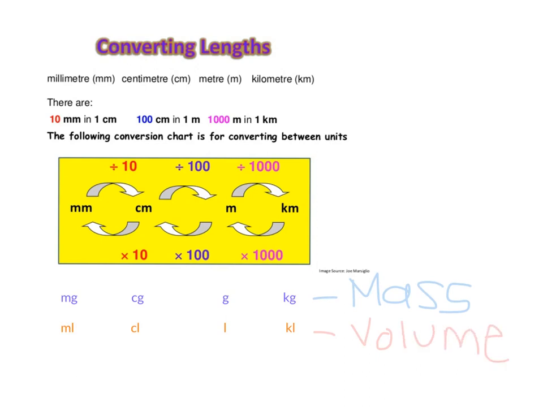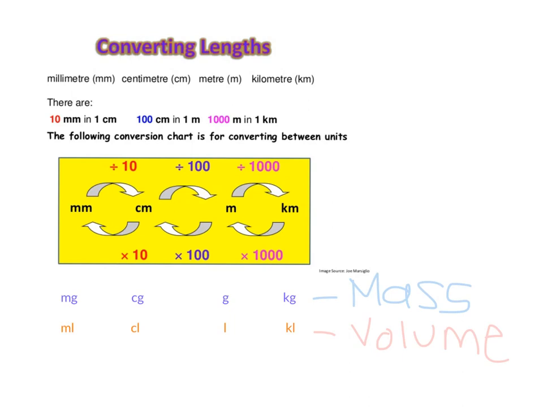So here we look at our common units of mass. So our smallest unit is milligrams. So there are 10 milligrams in 1 centigram. There are 100 centigrams in 1 gram. And again, a gram is our base unit. And there's 1,000 grams in 1 kilogram.